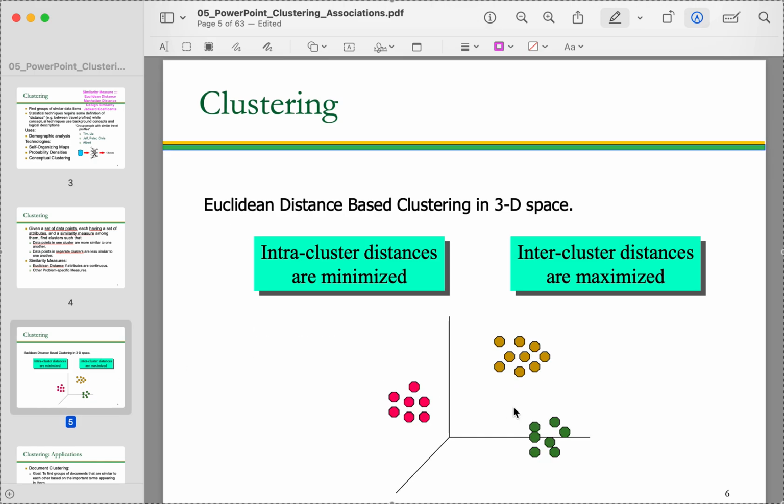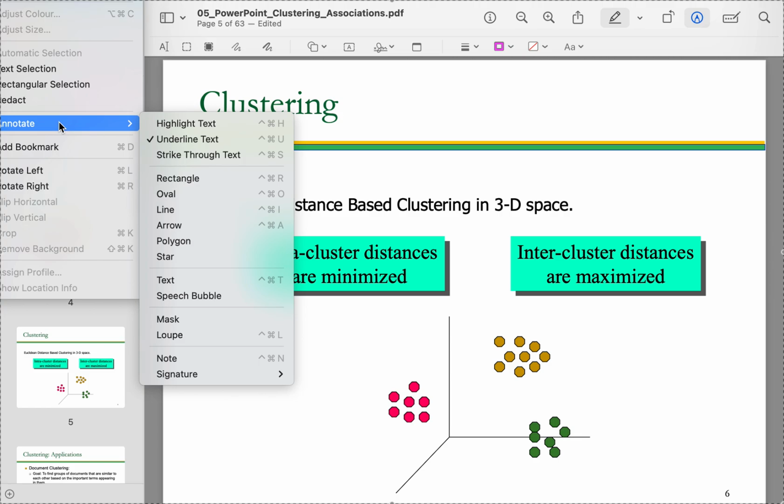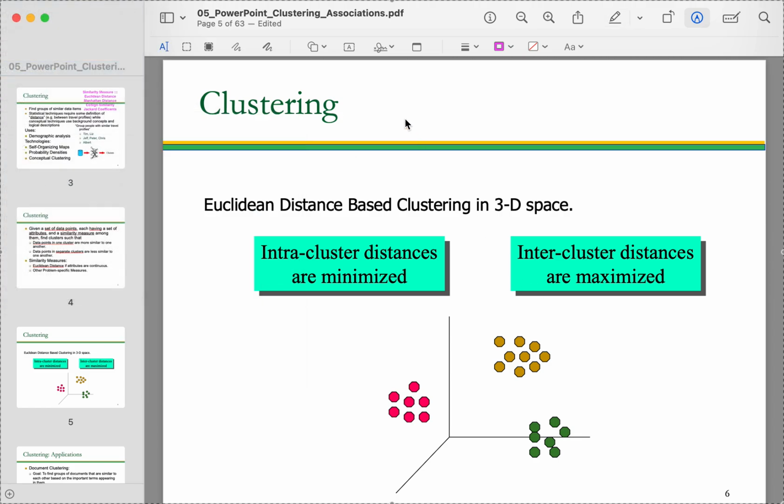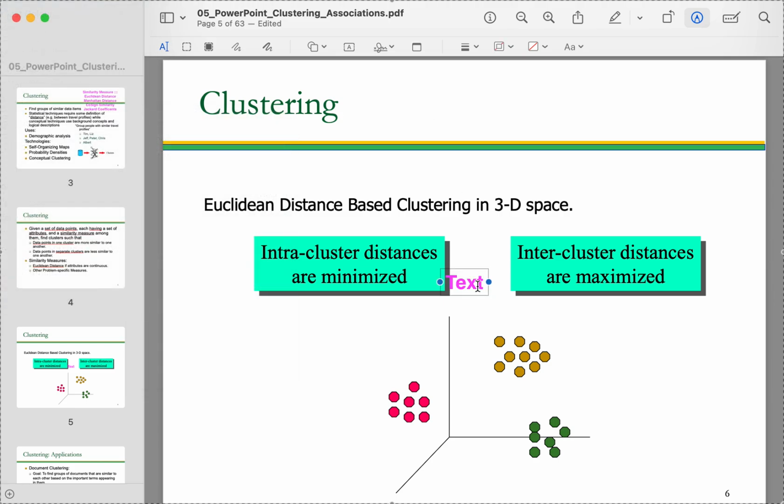Let's see here how the clusters look like. We have mentioned earlier that we have two axes, x and y, when we have the two-dimensional space. In three-dimensional space, we would have three axes.